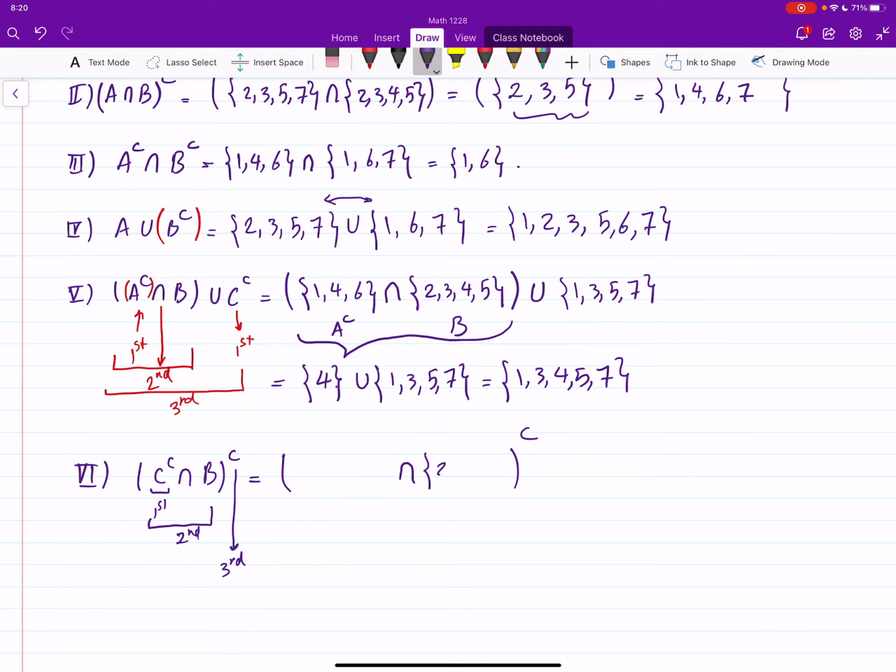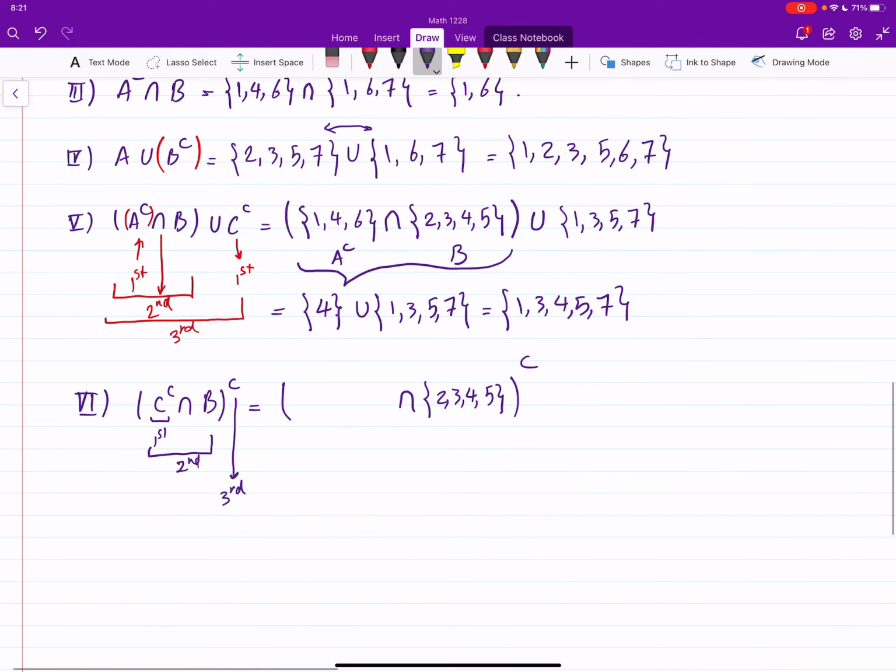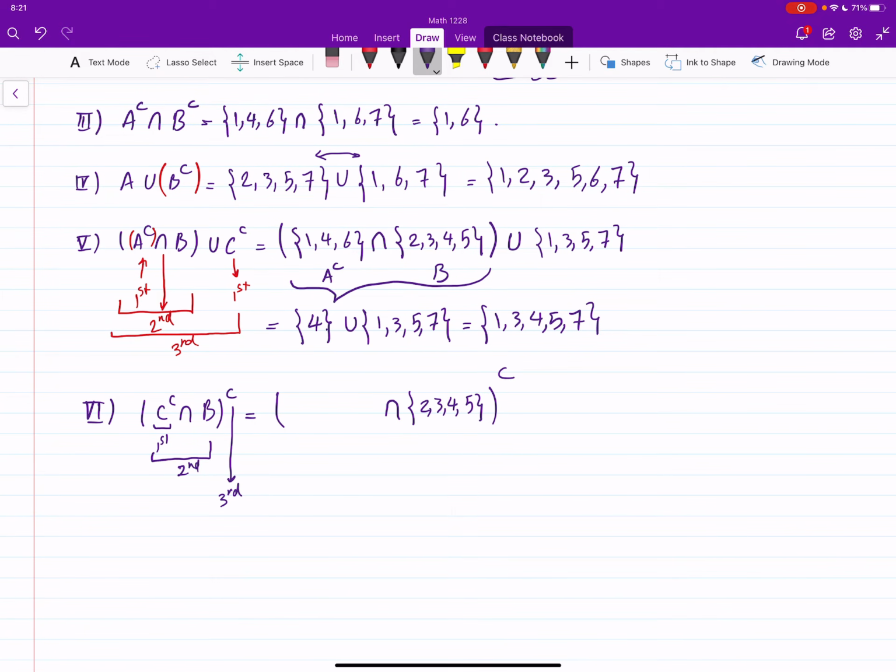So what is B? B is 2, 3, 4, and 5. And C complement. C complement is what we found up there. Yes, 1, 3, 5, and 7. And now that I did find C complement, and I know what is B, I can find their intersection. What is the intersection of these two? Well, 2 is not there, 1 is not in B, 3 is in both of them, and 5 is in both of them.